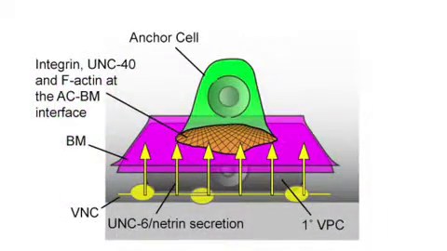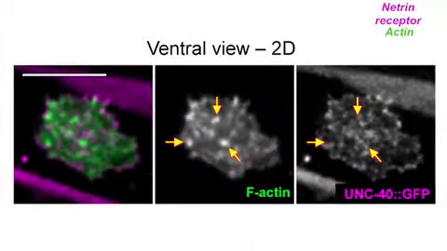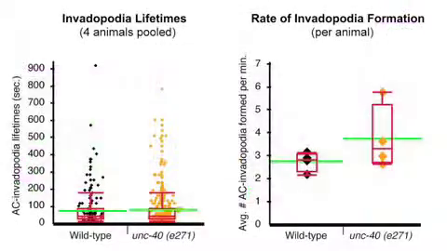Hagedorn et al. wondered whether proteins required for anchor cell invasion might help regulate this transition. In particular, they examined the role of the Netrin receptor, known as UNC40 in worms, which localizes to the interface between the anchor cell and the basement membrane. Initially, it seems pretty spread out along the entire invasive cell membrane of the anchor cell, and it's not co-localized with the invadopodia, and its loss doesn't affect the invadopodia.